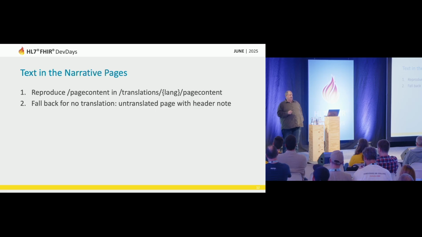And then finally, the narrative pages, which are Markdown or XHTML, you just reproduce in /translation/lang/page content and then translate them. And if there's no translation for a page, we fall back to the untranslated page from the master language with a note saying this hasn't been translated because the content's not available.